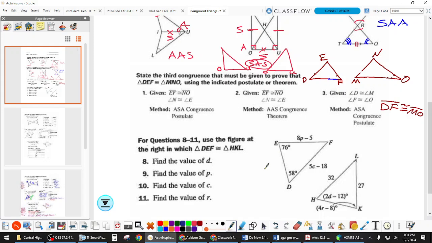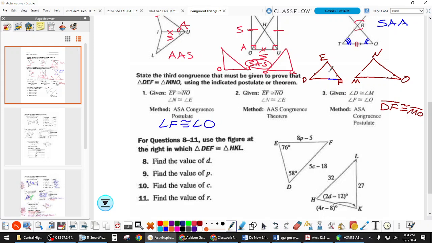Okay. First one, EF and NO and angles N and E. So EF and NO. Sorry, I'm marking in the wrong spot. EF, NO, and angle N and E. And it wants us to prove this by angle, side, angle. So what else has to be congruent in order to do that? Do you see angle, side? F and O have to be congruent for angle, side, angle. Okay? So angle F congruent to angle O.